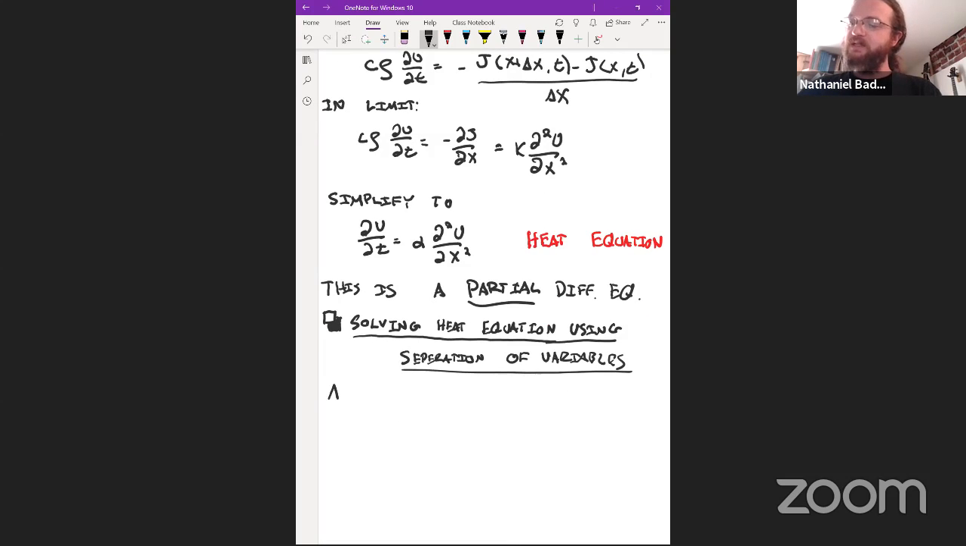So the idea here is to assume we can write this as just the product of two functions. Assume that we can write u of x, t not as a function where x and t possibly mix, but in terms of just two one-variable functions, phi of x and g of t.